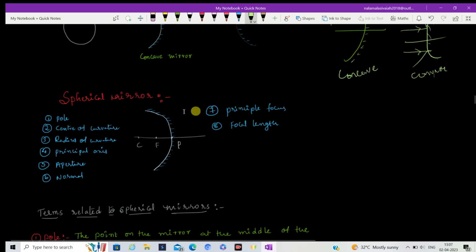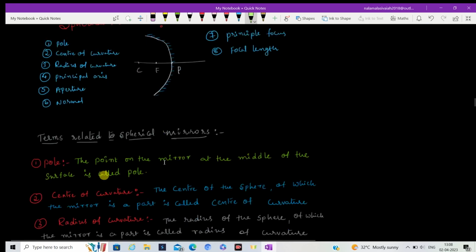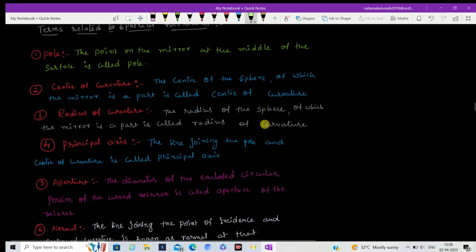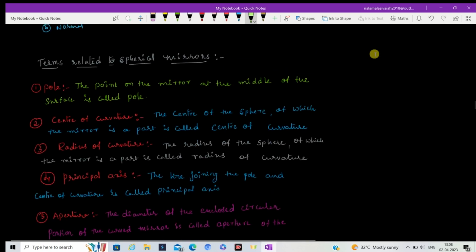Then in spherical mirrors, there are terms related to spherical mirrors. What are the points we can see? On the left side you can observe pole, center of curvature, radius of curvature, principal axis, aperture, normal, principal focus and focal length. We will be discussing them one by one. So what are the terms related to a spherical mirror? I will draw a rough diagram.